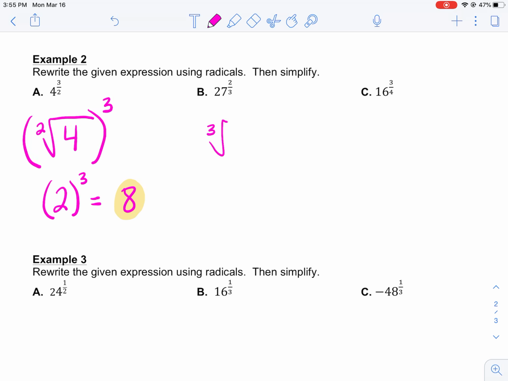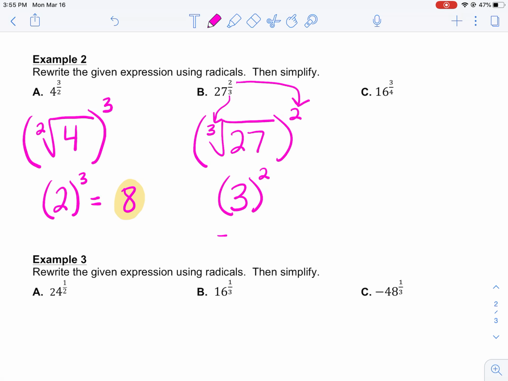So for the next one, we're going to write this as the cubed root of 27. And then we're going to take that answer and square it. Again, the bottom number, the denominator, becomes the index, and the top number becomes the exponent. And then you work from the inside out. The cubed root of 27, I think some of you know by now, is 3. And then we're going to take 3 and square it, and so the answer is 9.